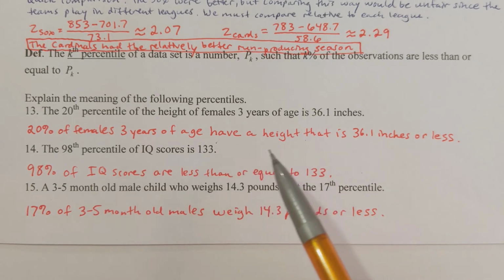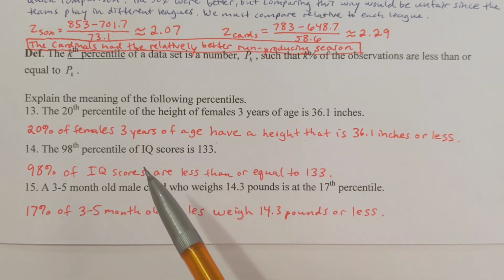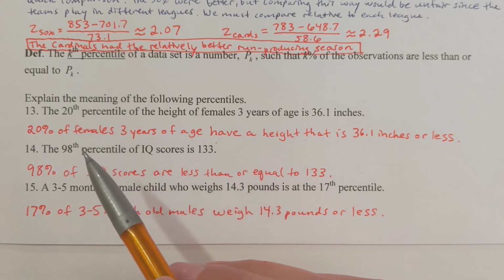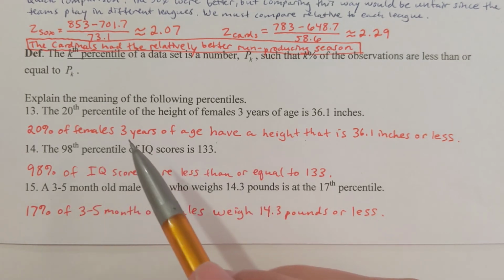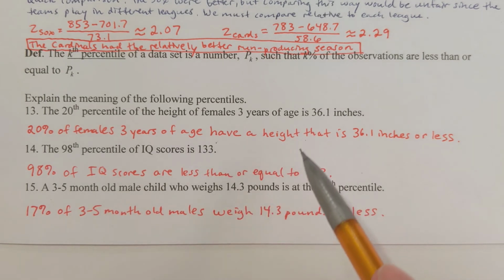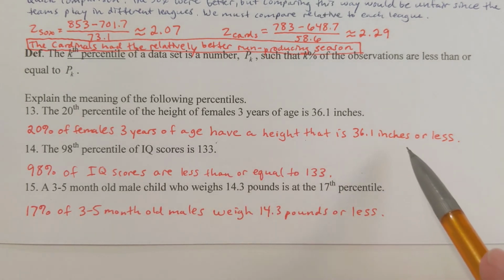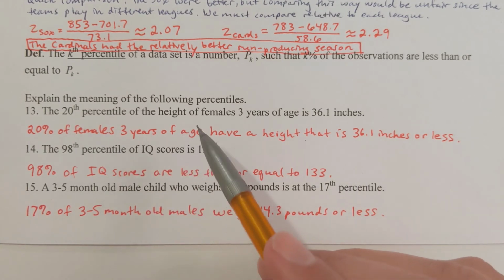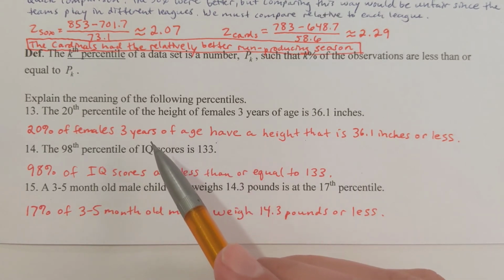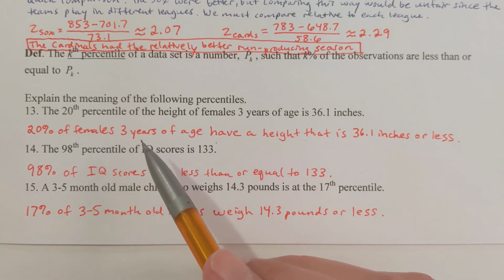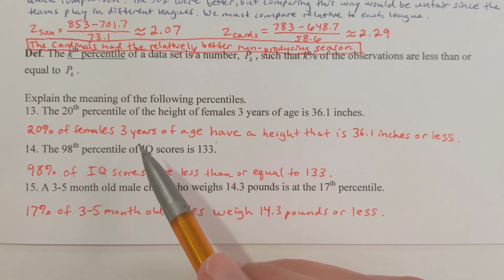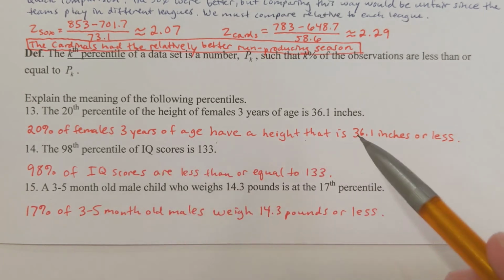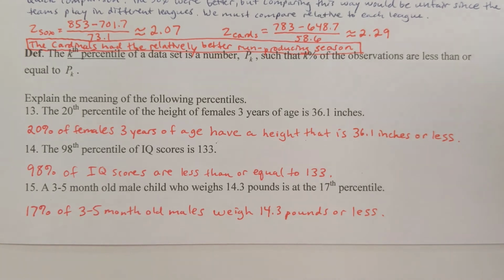And by the way, there's a couple of things that I'm looking for when you give an explanation like this. So number one is make sure that you're including everything. So I wouldn't say 20% of females have a height that is 36.1 inches or less. That's not true, right? Females means that they're 0 to way over 3. No, I'm only looking at 3-year-olds. So it is important that I state the age, and mention the height, mention all the key things there.